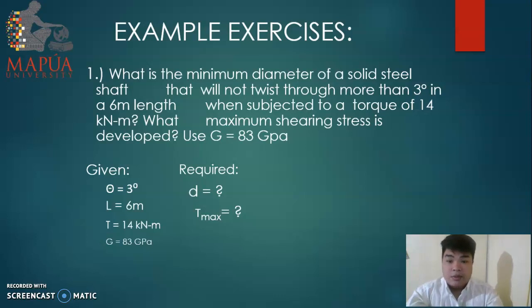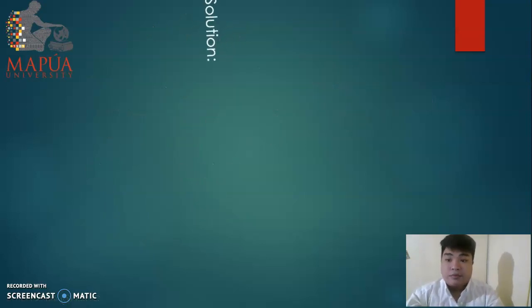So to get the maximum shearing stress, you need to find D and T max. So here's the given. Angle is 3 degrees, length is 6 meters, and torque is 14 kN-m, while G is given as 83 GPa. So here's the solution.